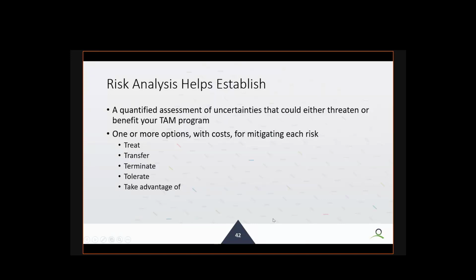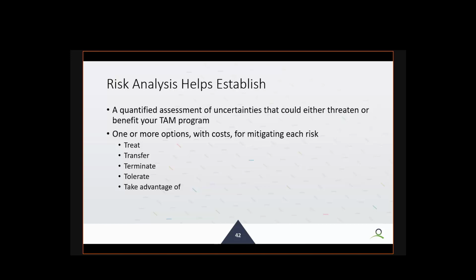So the key with risks and how risk analysis feeds your investment strategy is that it's going to tell you how you want to address those risks and what the investment priorities or investment levels are with that. And that's where these 5 T's come in: treat, transfer, terminate, tolerate, or take advantage of. And there's cost implications with each of these. Treatment is something you're doing to mitigate the risk. What's the cost of that treatment?